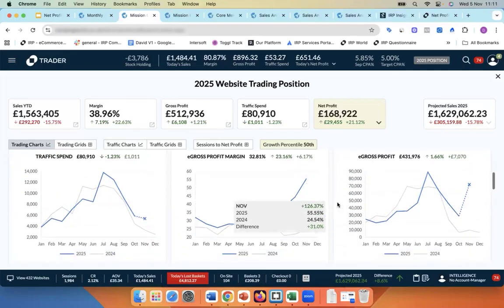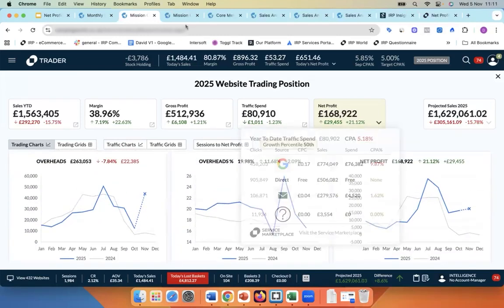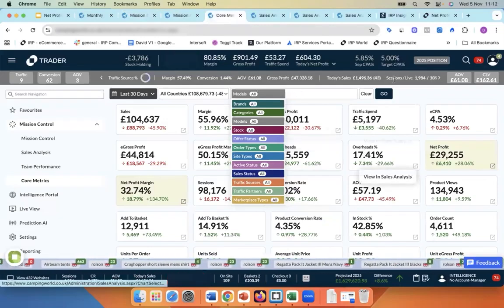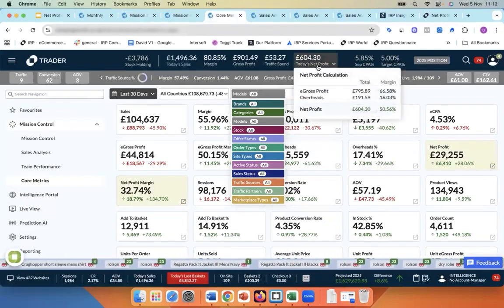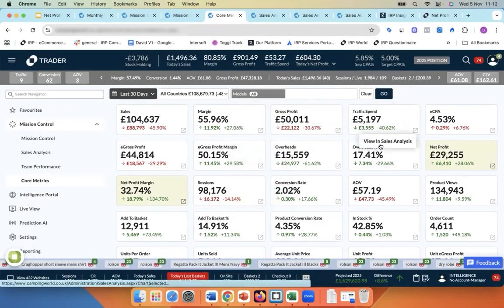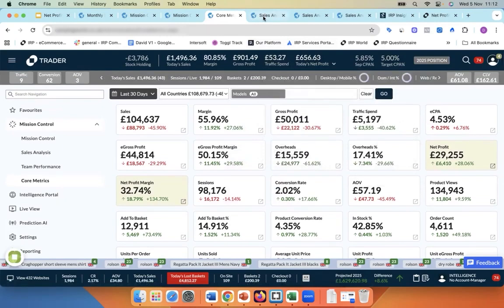So you also have your net profit and overheads now showing in the positions tab in mission control along the top core metrics. So in mission control and across all of trader, you have the real-time net profit calculation. It's available across mission control and trader. You jump into sales analysis. I'm just going to adjust that there.